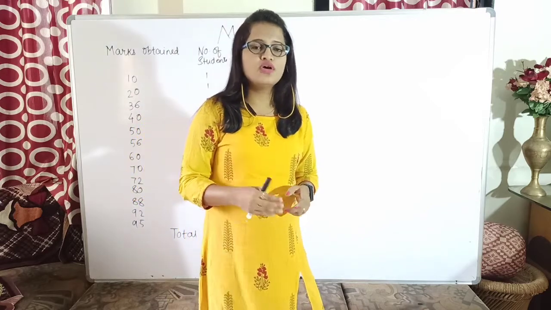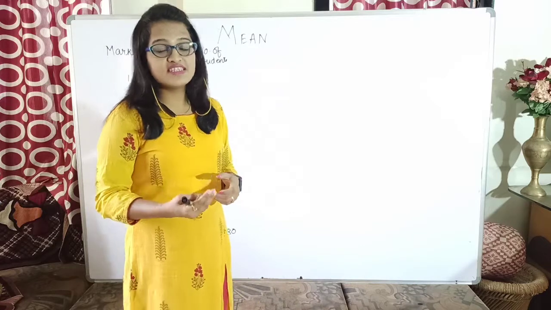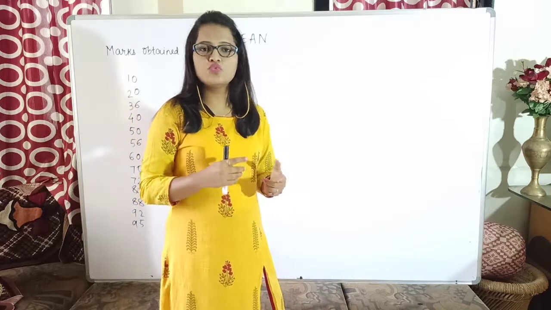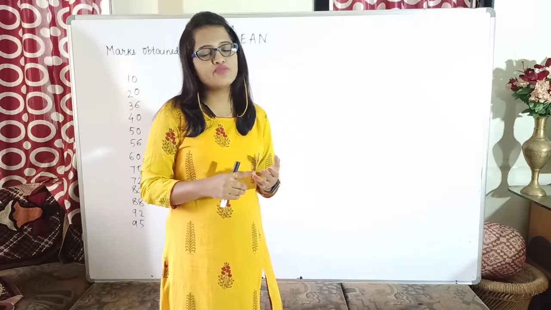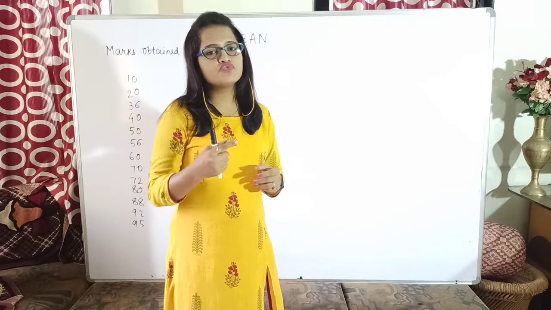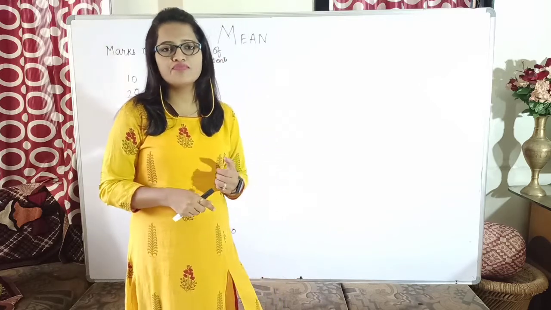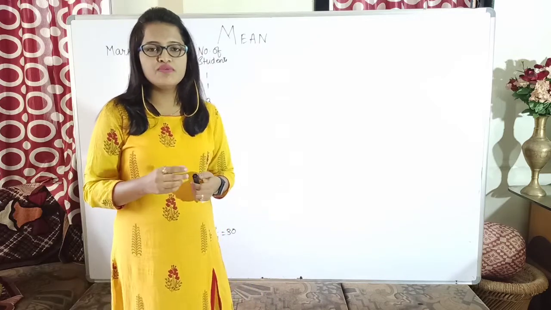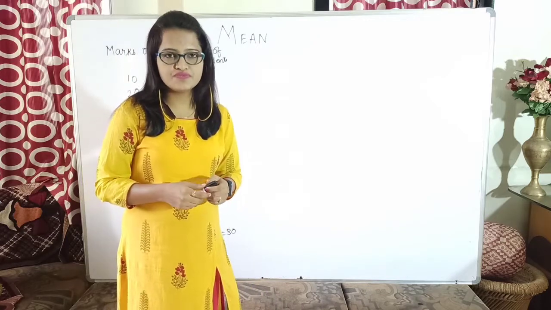For your study there are three central tendency measures: mean, median and mode. All three of them we will look at one after another. First of all, let us see what a mean is. As you already know, mean is nothing but the average.